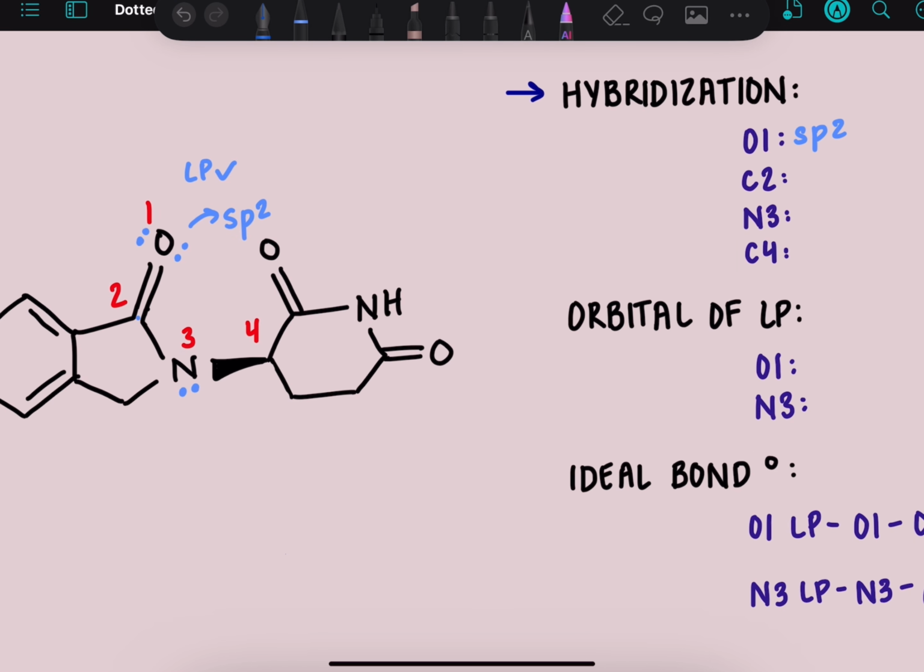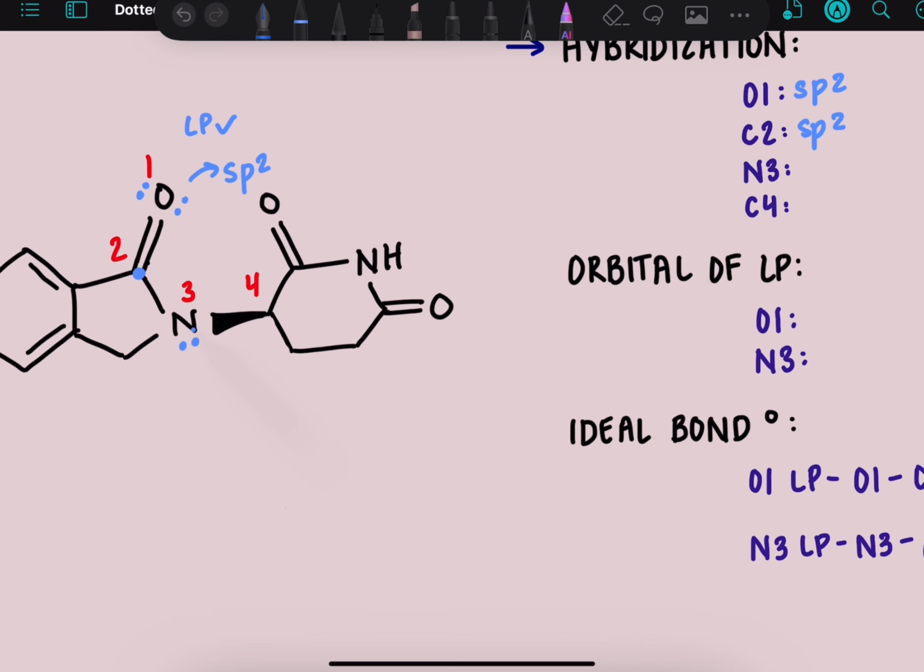Let's look at C2. So this is the carbon we were talking about. We said that it's bonded to 1 group here, 2 groups here, and the 3rd group here, which makes that an sp2 hybridized carbon. Let's look at this nitrogen.